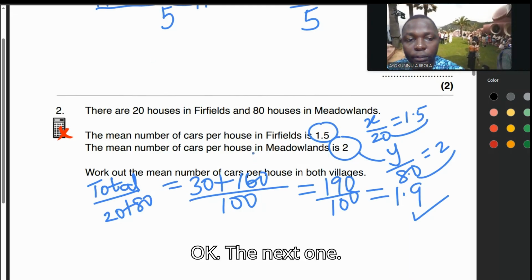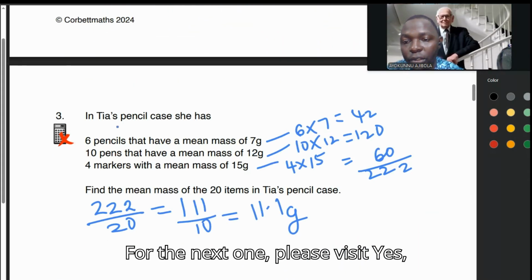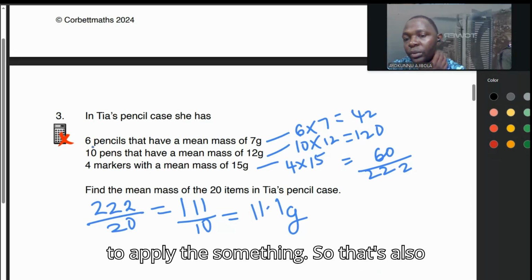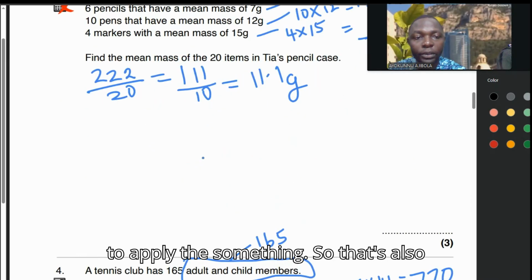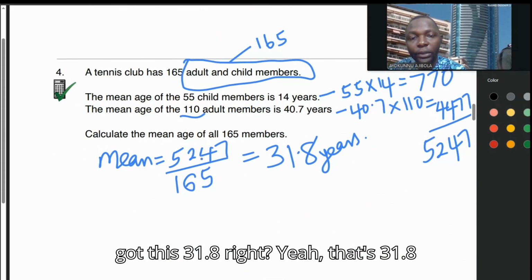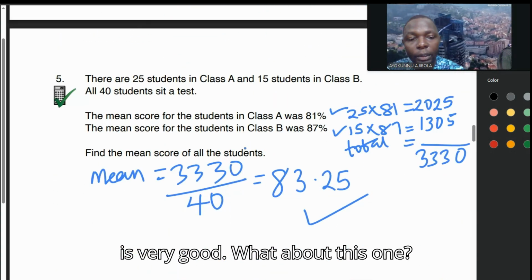Okay. Let's go to the next one. For the next one, I was doing division. Yes, I got that as 11.1, as well. So you got this one. Let's move on. I also got the next one as well. You got this 31.8, right? Yeah, I got 31.8 as well. Okay, very good. What about this one?